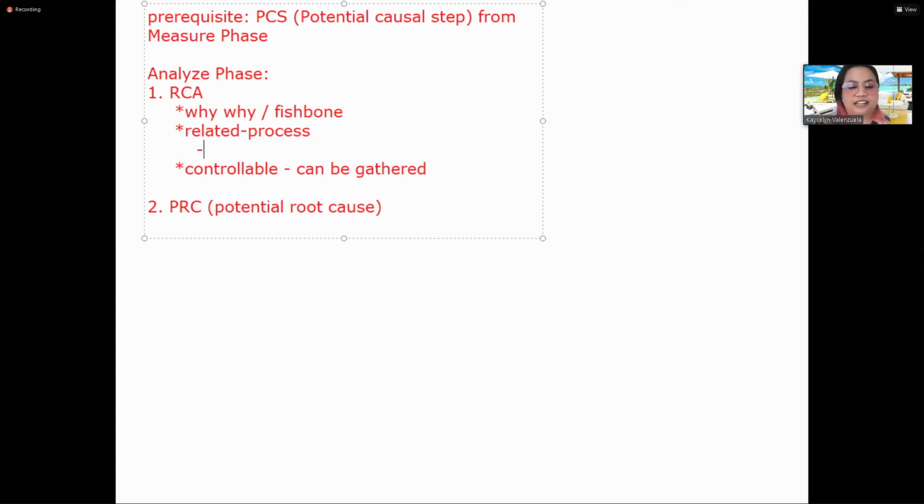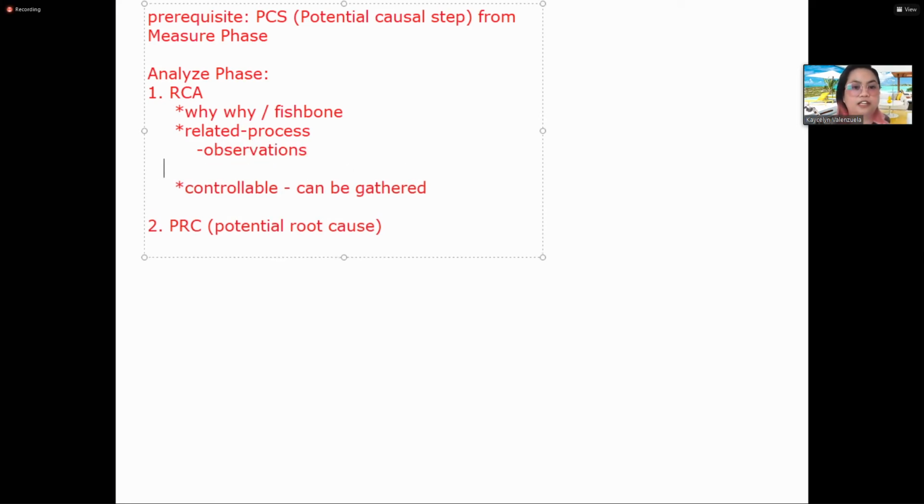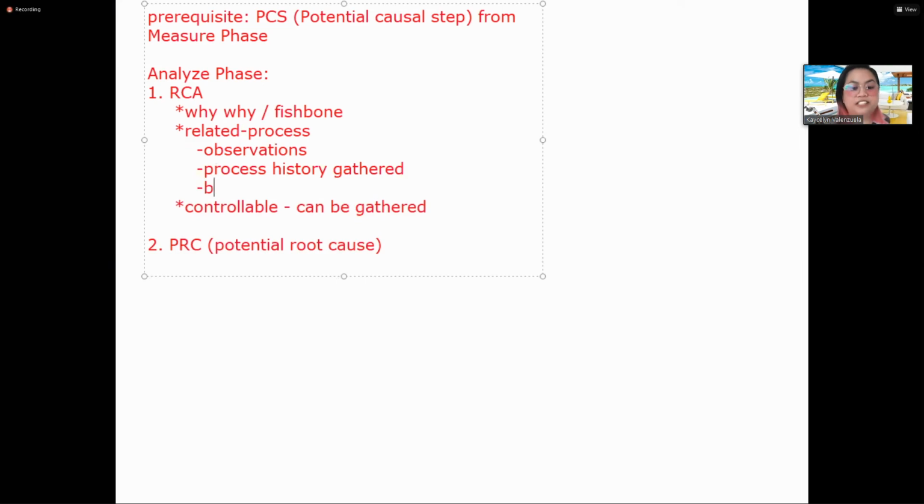na input natin? So, yung mga ilalagay natin sa fishbone can be observations, can be related to the process history gathered, or based on the expertise ng mga taong involved. So, yan yung basihan para makapaglagay kayo or makapag-input kayo sa fishbone. And when to stop?